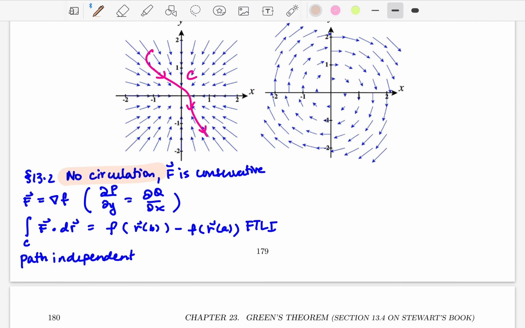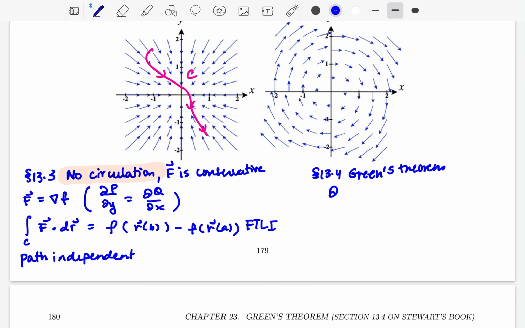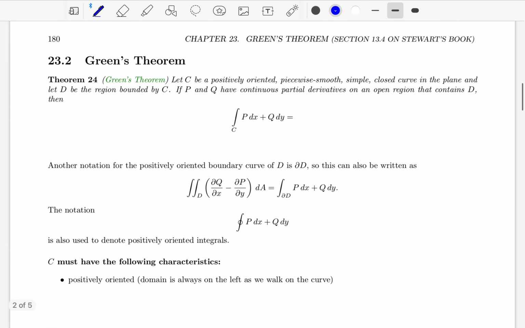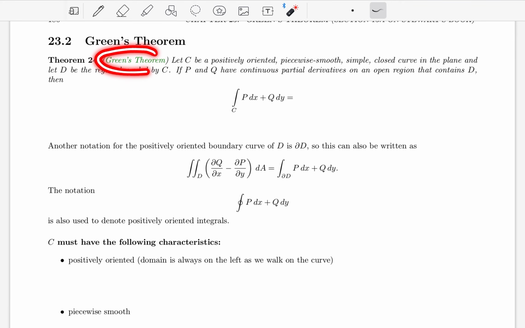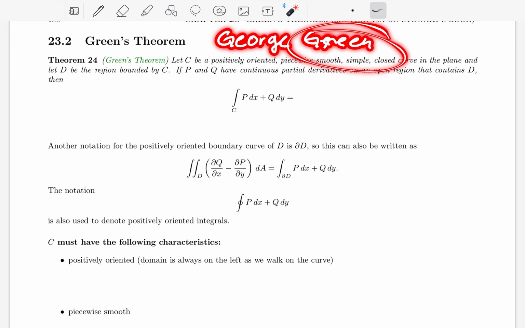This is section 13.4, which means that I got this wrong, and this should be 13.3. Okay, so 13.4 is when we're going to talk about Green's theorem, and this is good for when there is circulation, meaning dP/dy is not equal to dQ/dx. So let me go over the theorem. Green's theorem. So of course I had to have some green. It's called Green's theorem because it was proved by, is it George Green? So that's why it has his last name.